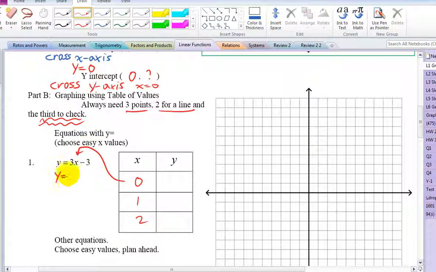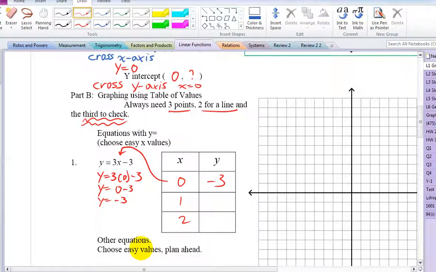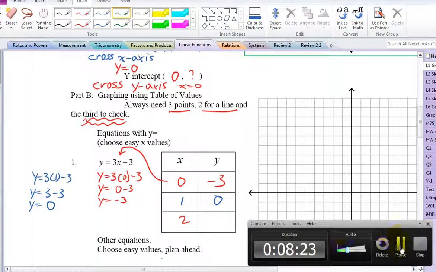And we get y equals 3 times 0 minus 3. Y equals 0 minus 3. Y equals negative 3. There you go. And so then you can do the same thing for 1. Y equals 3 times 1 minus 3. Do some math, and y equals 0. 3 minus 3. Okay, do the last one. Go. Find your last point.